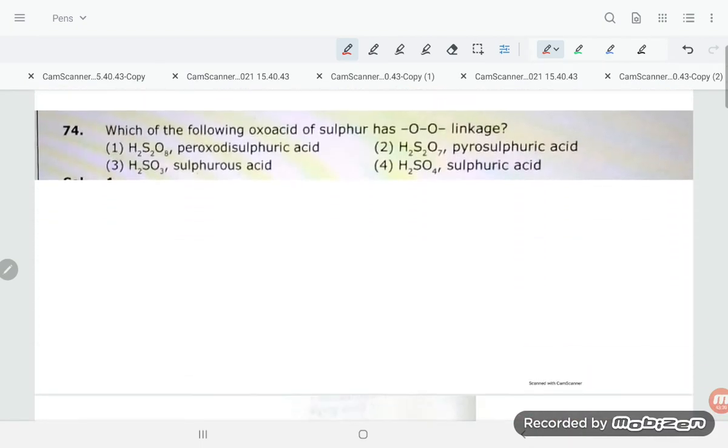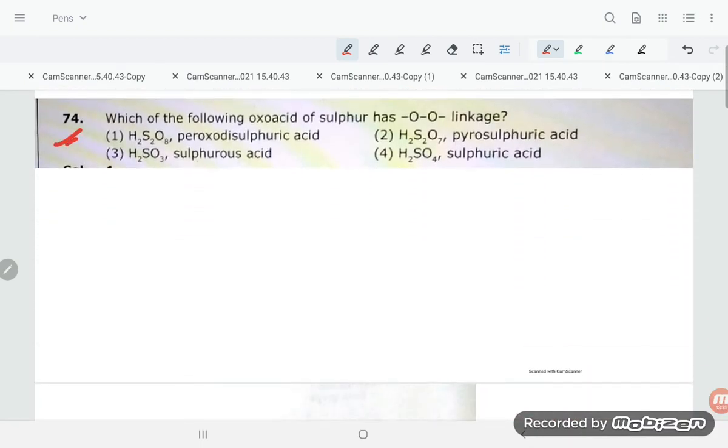Now let us move to 74. Which of the following oxo acids of sulfur has an OO linkage? To know this we have to draw the structure, student. So we are drawing H2S2O7.